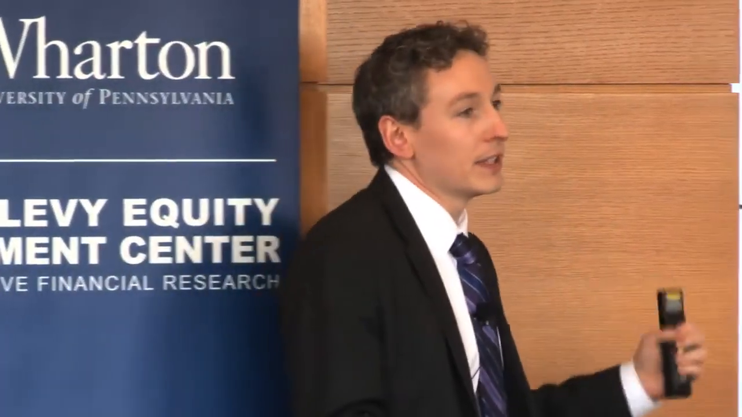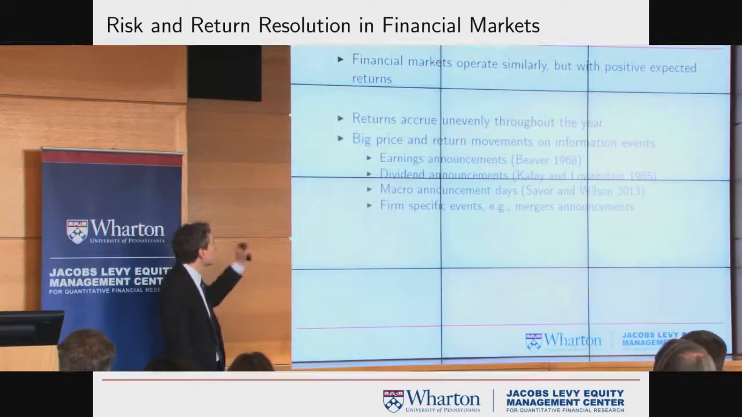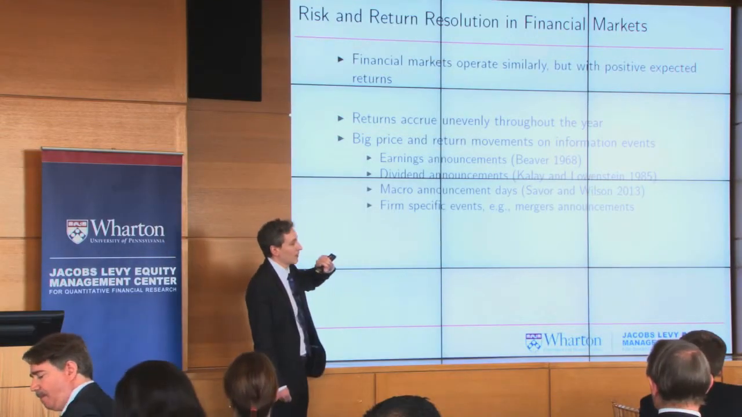Now, this idea in and of itself isn't new, but what we're going to do is take this to financial markets and the study of the factor structure of asset returns. Keeping with this analogy, financial markets operate very similarly to casinos, except we have positive expected returns, much better deal. We know already that returns accrue unevenly throughout the year. A few examples are earnings announcements. We see big price moves when firms announce their earnings, and this is the information event we're going to spend time thinking about in this paper today.